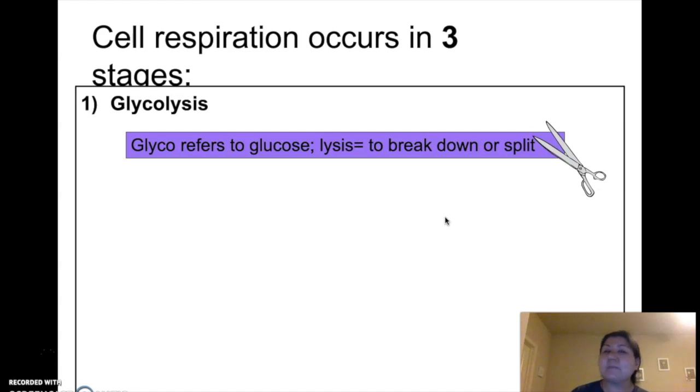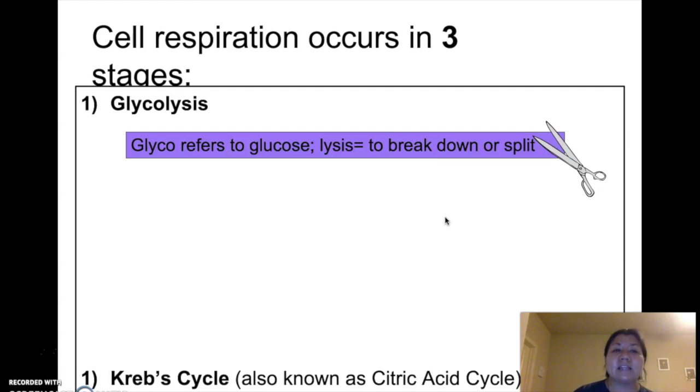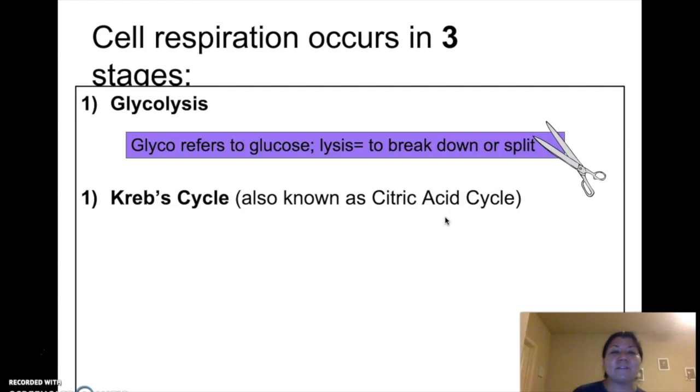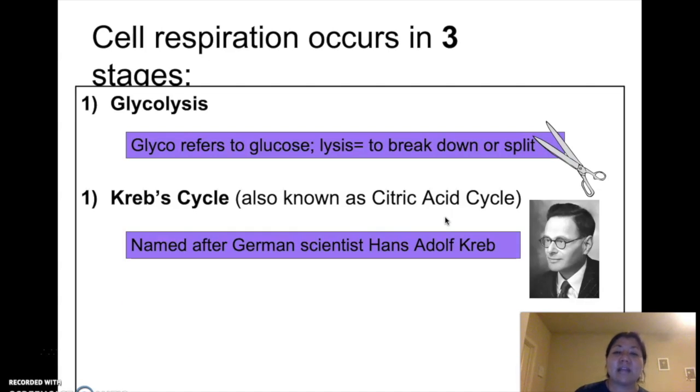All organisms, doesn't matter if you're a plant, a fungus, an animal, bacteria, you're all going to do glycolysis. And so with glycolysis, you will produce a little bit of ATP. So step number 2, Krebs cycle. I don't know why it says step 1. So step 2, Krebs cycle, also known as citric acid cycle.